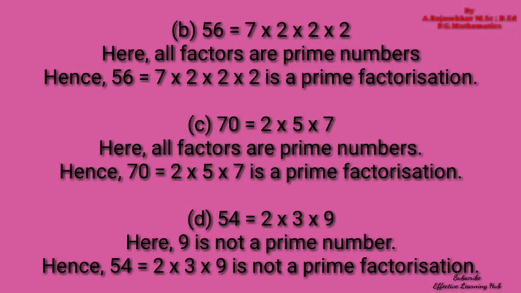Next is 70. 70 equal to 2 into 5 into 7. 2 is a prime number, 5 is a prime number, 7 is a prime number. So here all factors are prime numbers. Hence 70 equal to 2 into 5 into 7 is a prime factorization. Next 54. 54 equal to 2 into 3 into 9. Here 9 is not a prime number. Hence 54 equal to 2 into 3 into 9 is not a prime factorization.